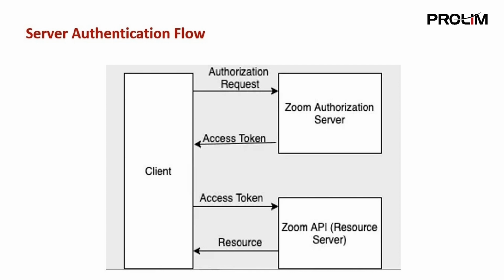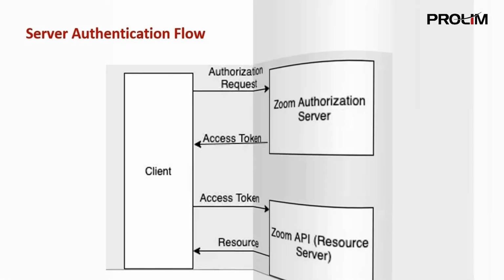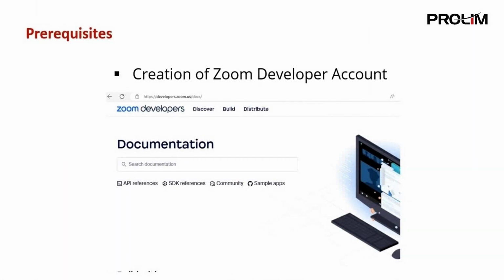So let's look into the server authentication flow. Here our client app sends the authorization request to the Zoom server. It will return the access token as a response to the client. We can send back the access token as an authorization header to access the endpoints of Zoom. It will send us the response for the particular endpoint. Let's move on to the next slide.